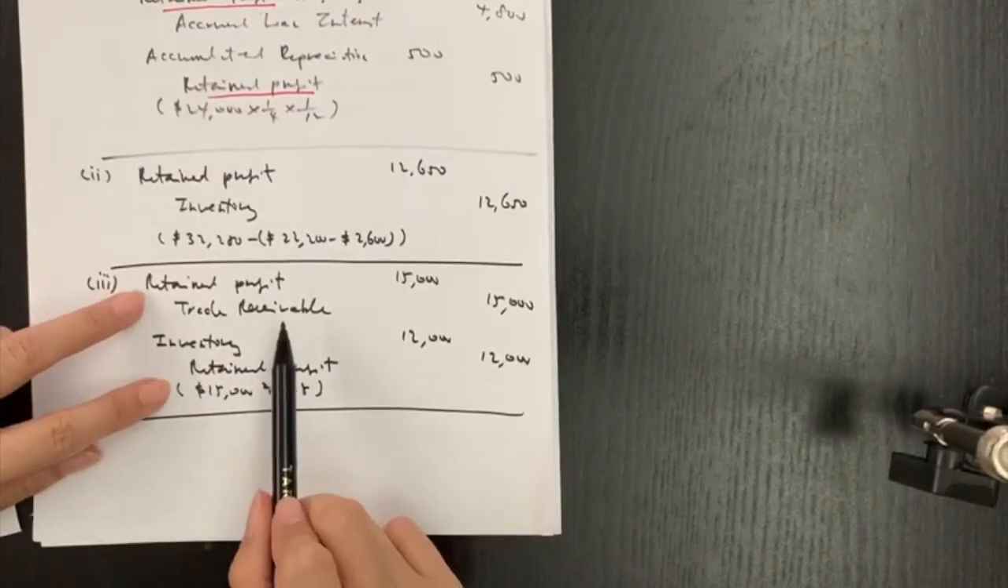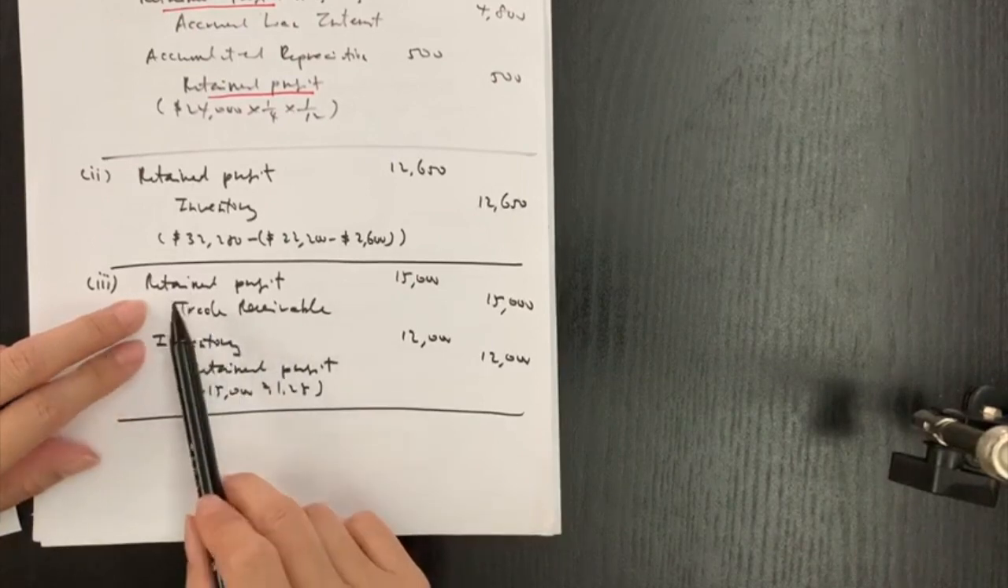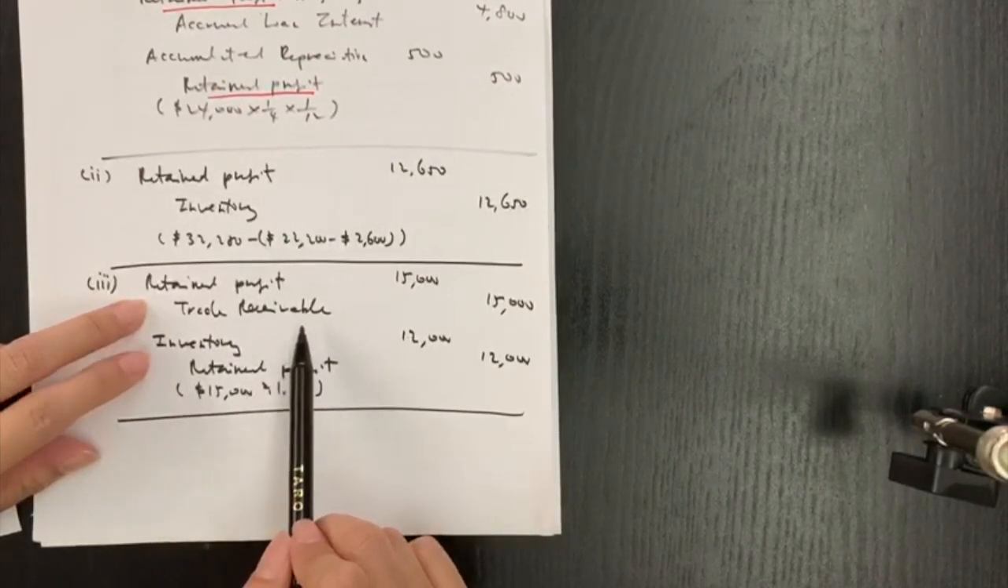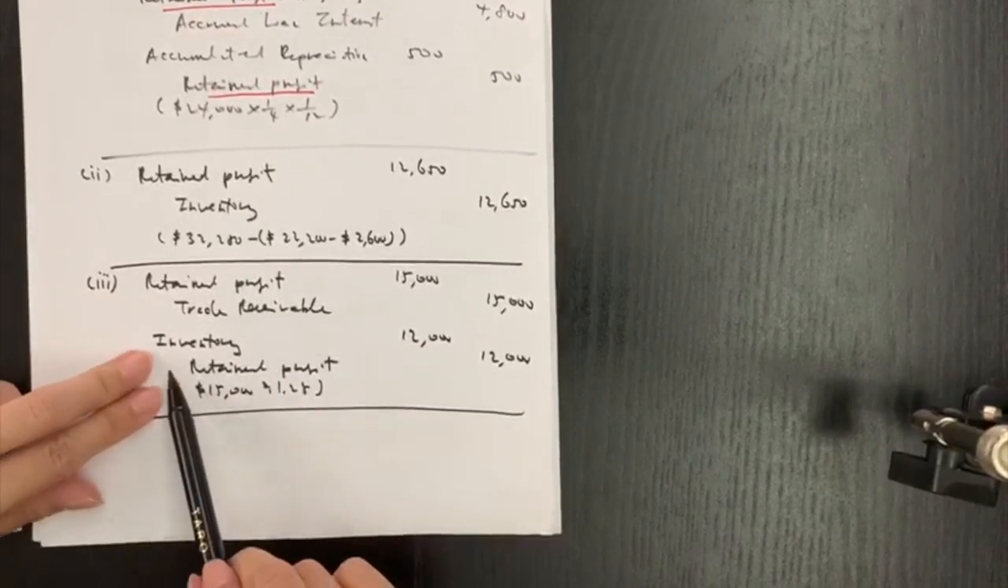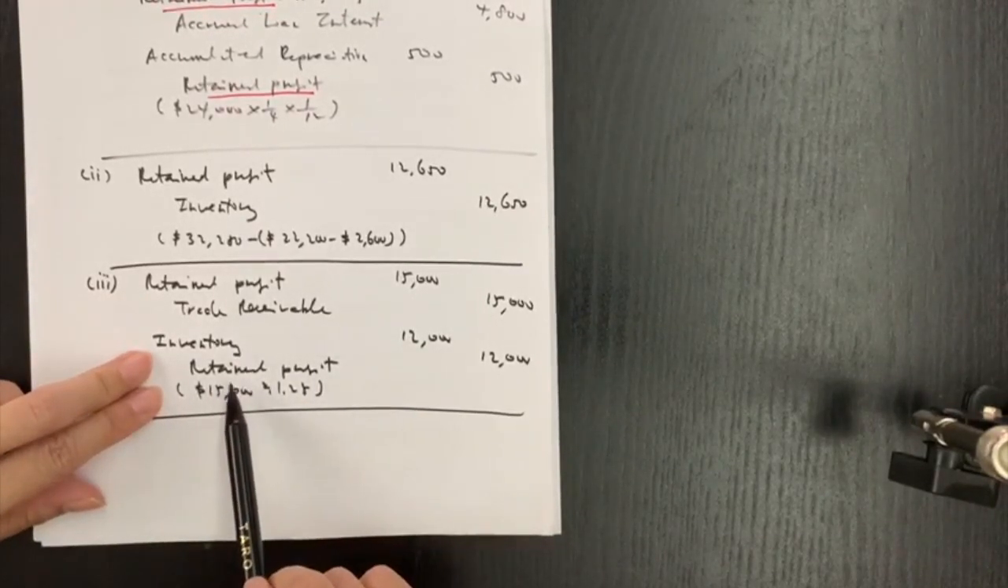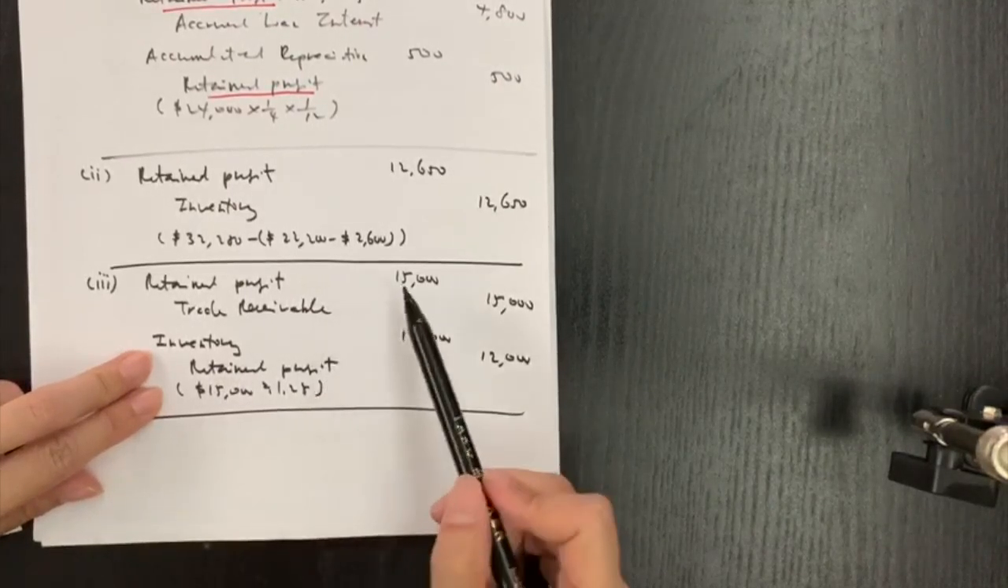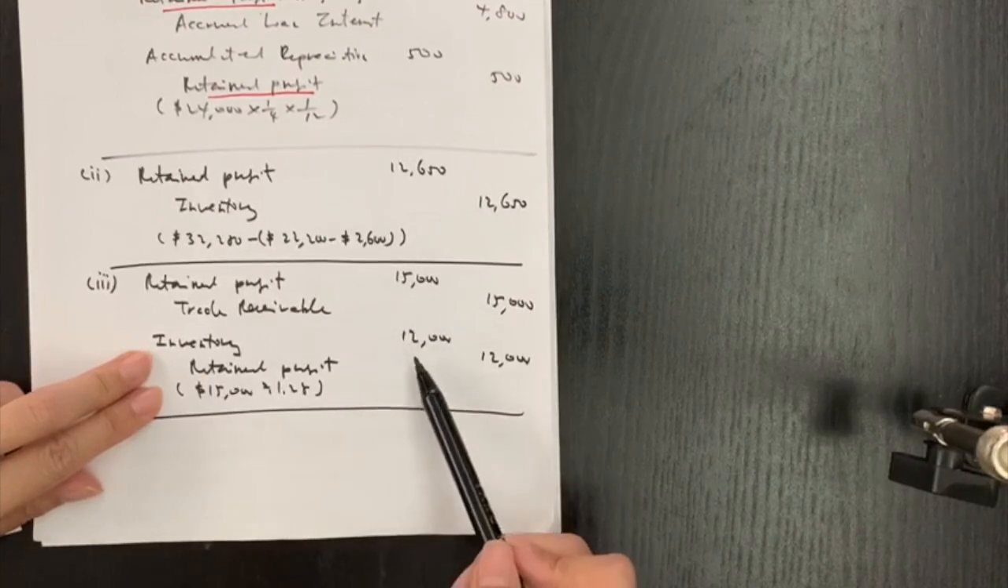Okay, so here is my answer to point number 3. Debit retained profits, credit trade receivable for credit sales being overstated, and then debit inventory and credit retained profits, because we have to include this as part of the closing inventory. This is the selling price, and this one should be at costs.